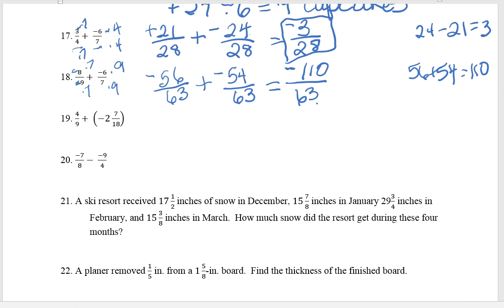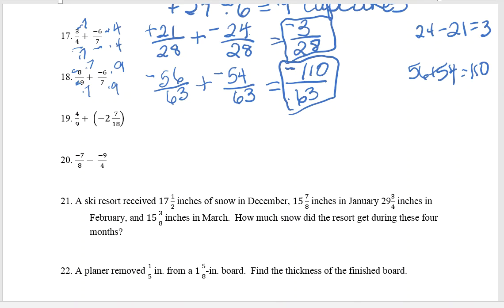Now, in fractions, you should always try and make them smaller if at all possible. So 110 and 63, you want to ask yourself if they're divisible by anything, and they're not. Nothing goes into both 110 and 63 except for the number 1. So we're just going to go ahead and leave our answer as an improper fraction.